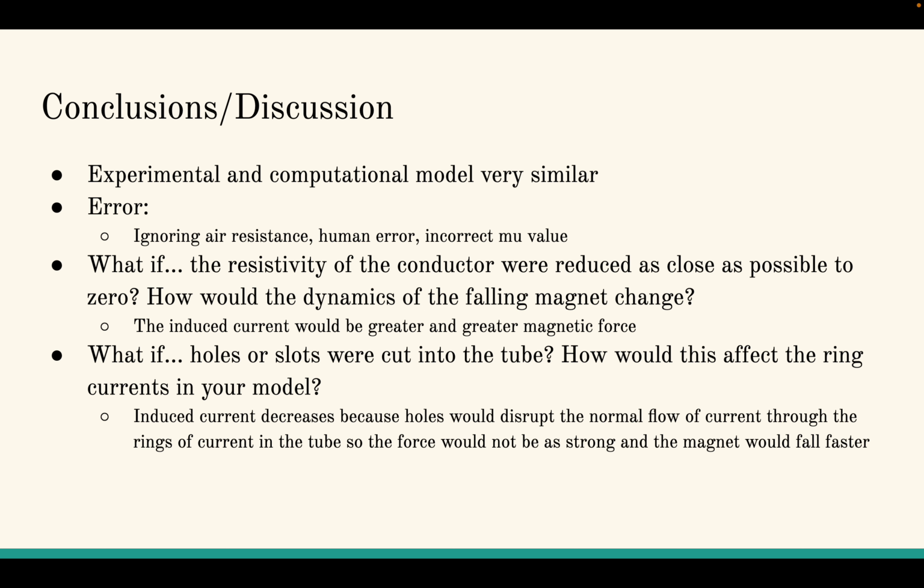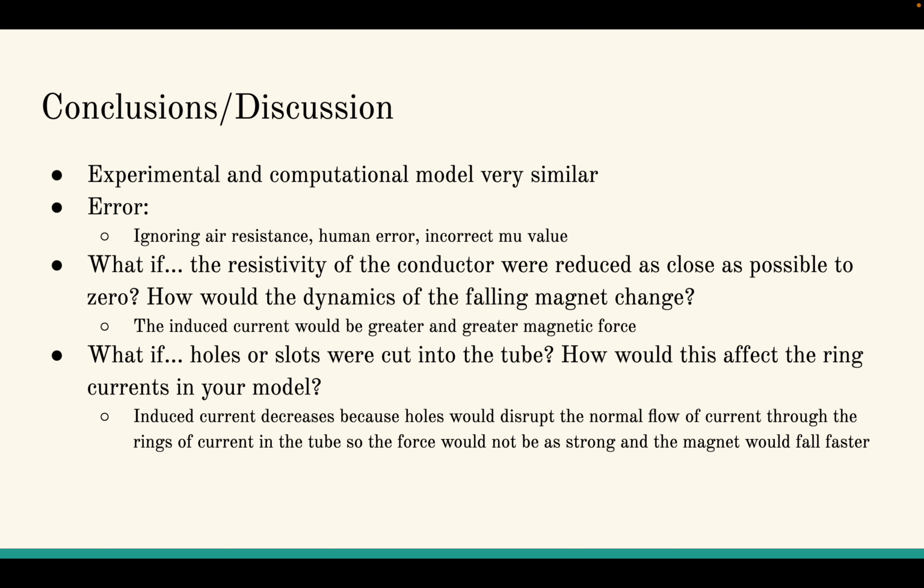The experimental and computational model are very similar. Some error however, that we could consider is the fact that we didn't ignore air resistance, as I mentioned earlier. There is some human error just in terms of when you time things, it's not going to be completely perfect. And then also the mu values were a little bit off when you compare the experimental versus the computational model, so that could be part of it.